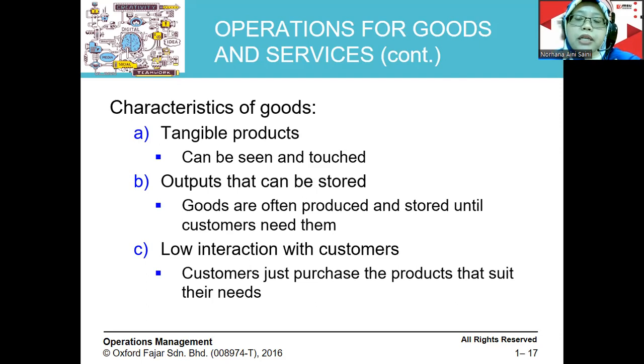Okay, output that can be stored. If let's say service, it cannot be stored. Maybe we just store it in our mindset, in our mind. But if let's say goods, yes, we have a physical room. We have a store, we have a warehouse, for example, so that output can be stored. Goods are often produced and stored until the customers need them.